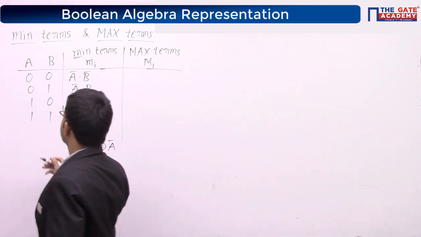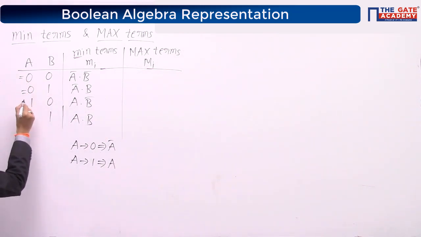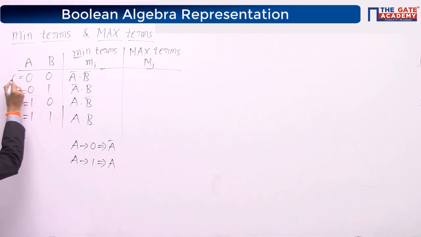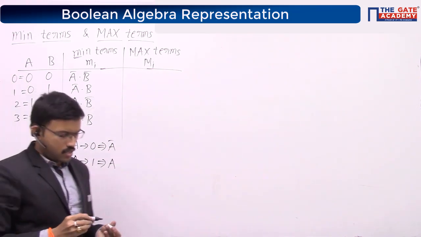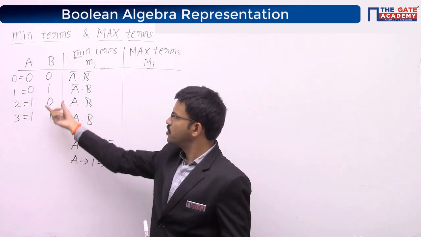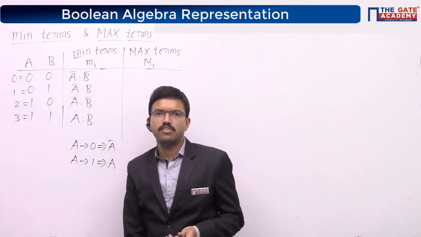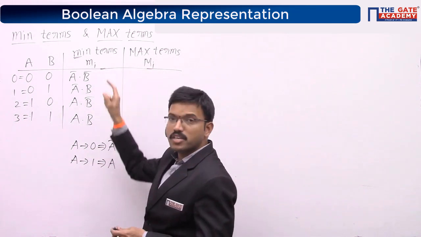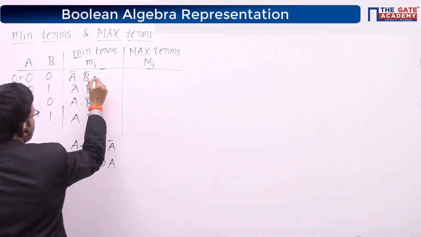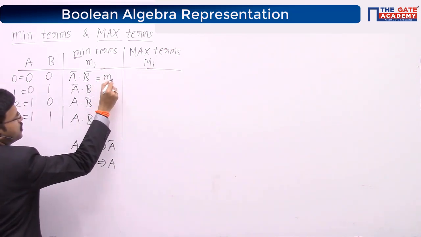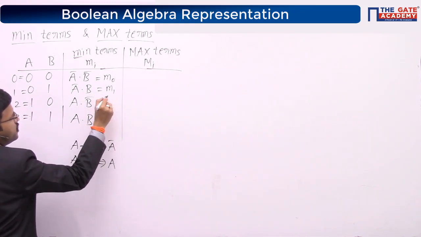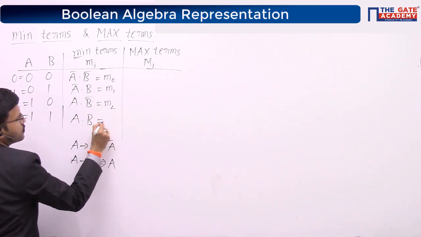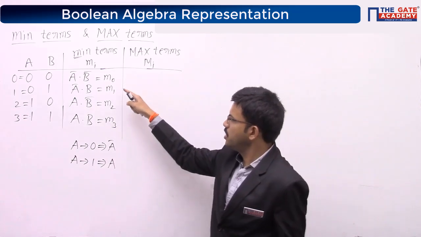Here I am writing the decimal equivalent. 0 0 is 0, then 1, 2, 3. We have four combinations, and I have written the decimal equivalents 0 to 3. Now the notation is m suffix i. That means here I will write m0, m1, m2, m3.